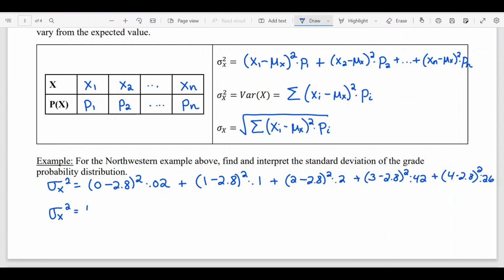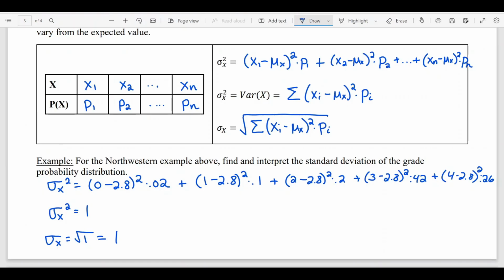What you should get, though, is a 1. Now, why that is so nice, we'll never know. But it's a nice one. So when I go to square root it, it just works out so beautifully into another 1. And that's our standard deviation, which is 1.